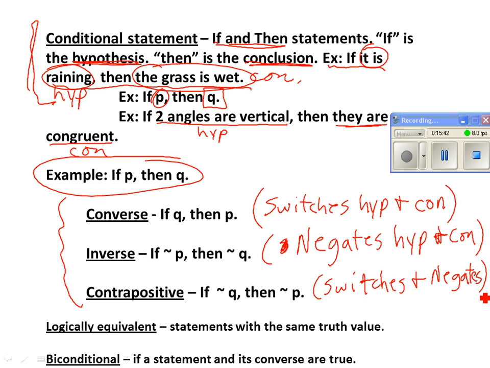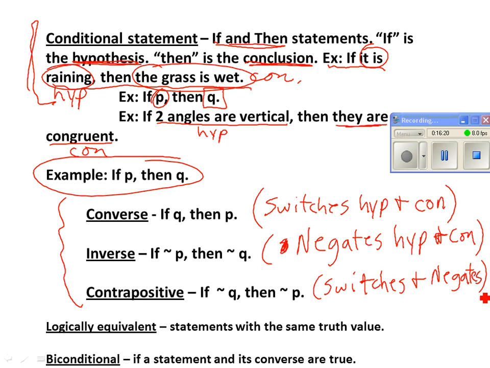The next one, inverse. What would the inverse of that statement be? What does inverse do again? It negates both parts. So what would it say? If it is not raining, then the grass is not wet. Is that true or false? It's not always true. It's false. Give me a counterexample if it's false. Somebody spilled Kool-Aid on the grass. Of course.